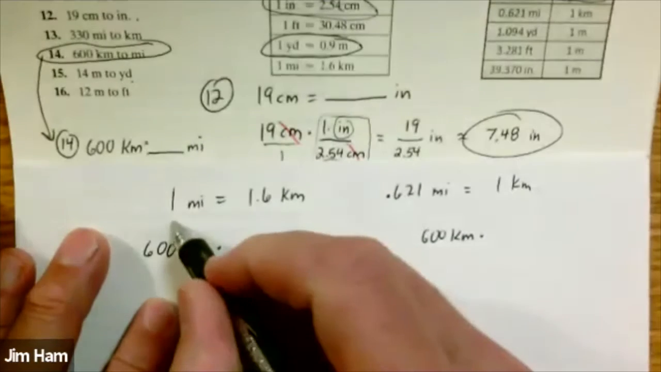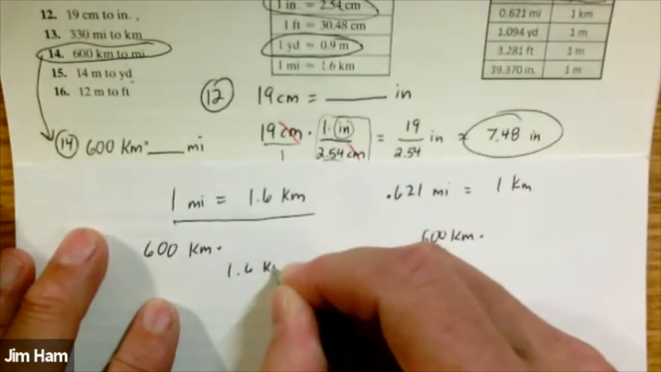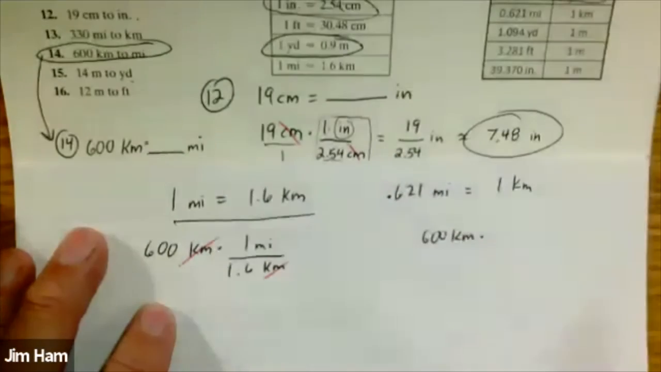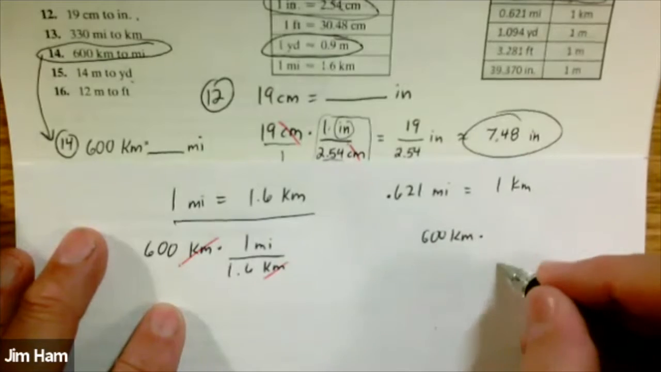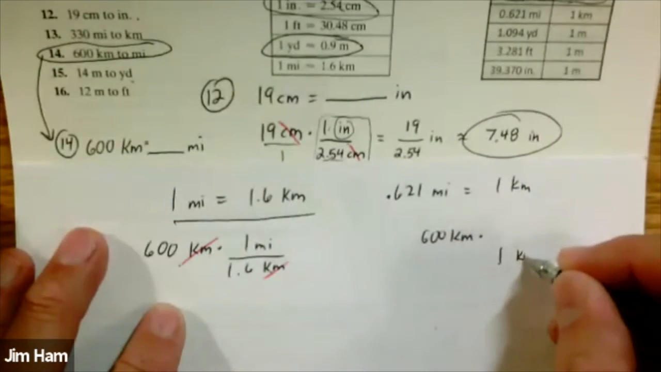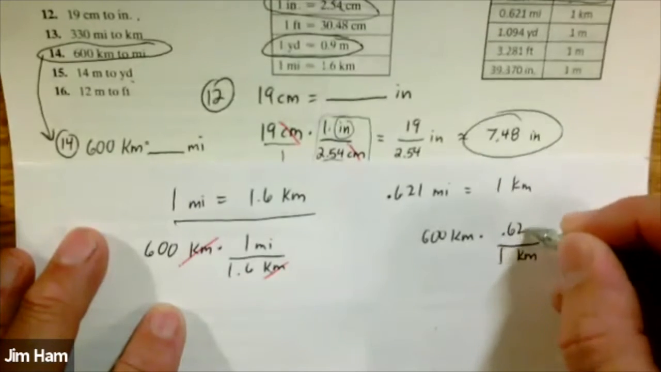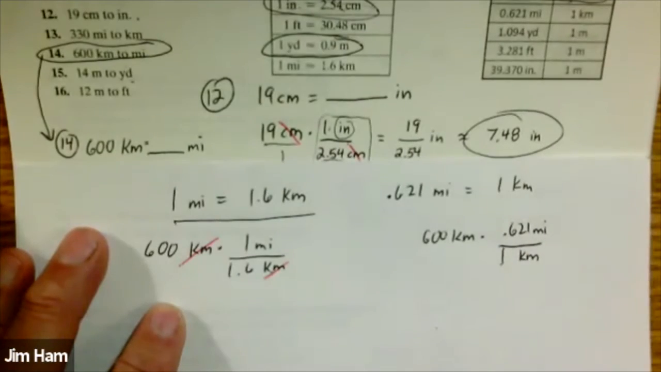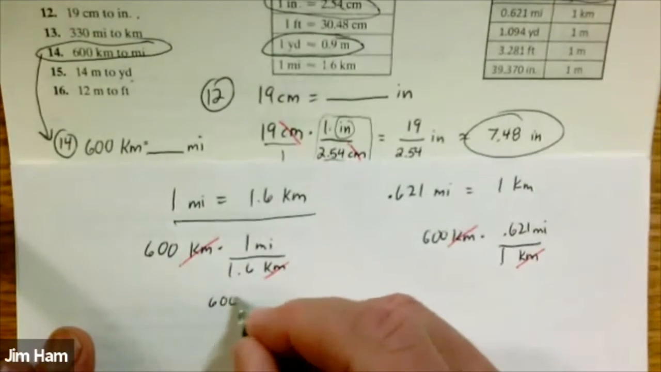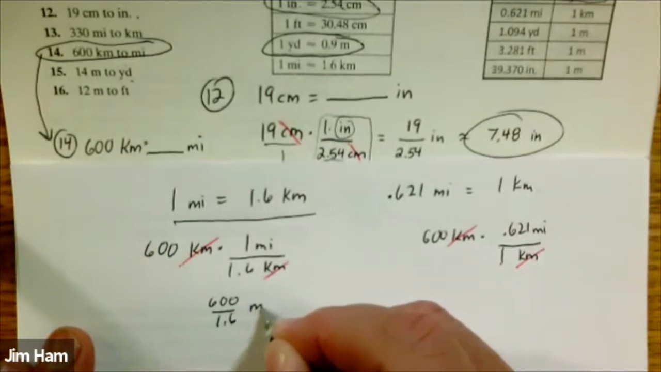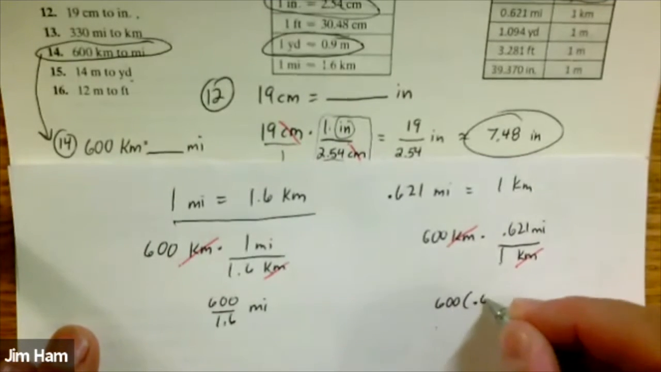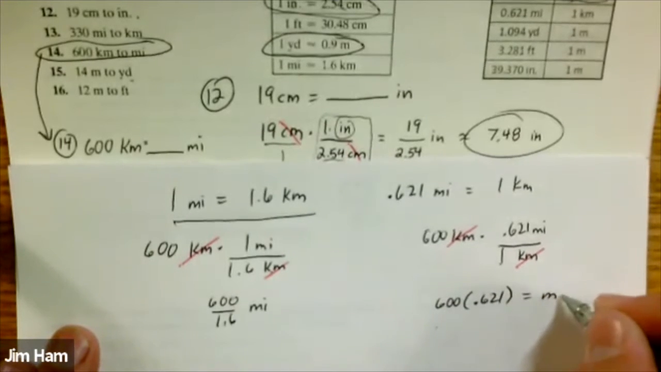So if we use this conversion here, we'll put 1.6 kilometers in the bottom is equal to 1 mile so that the kilometers cancel. This one over here, we need kilometers down in the bottom, just as we did here, but it's a new conversion. It's 1 kilometer equals 0.621 miles and the kilometers cancel. So for this one, we would have to take the 600 and divide by 1.6 and we'd end up with miles. And this one, we'd have to take the 600 times 0.621 and that would give the number of miles.